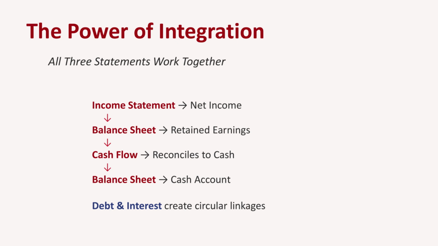As you can see, all three statements work together. Net income from the income statement flows into retained earnings on the balance sheet. The cash flow statement then reconciles this income to cash, which in turn updates the cash account on the balance sheet. Debt and interest create even deeper circular linkages that we must handle carefully.